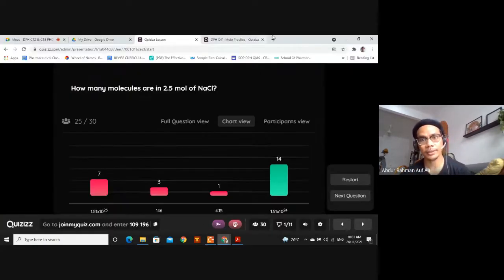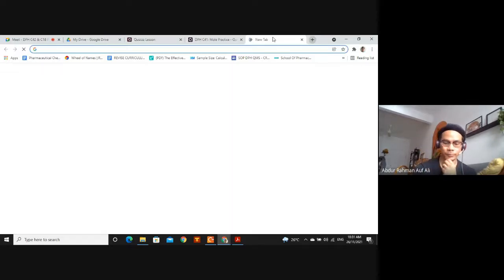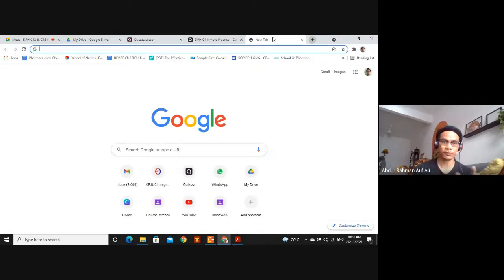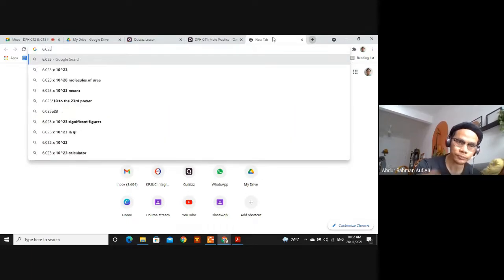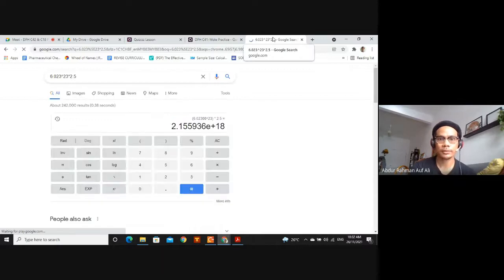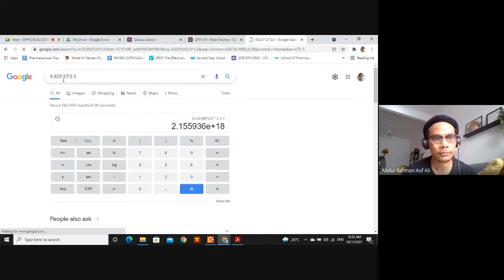Lebih mudah kalau kamu ada scientific calculator, you can use your mobile phones. Okay, smartphone ada, kalau kamu buka calculator ada a button to change the regular calculator to scientific calculator. Tapi kalau kamu tak ada, kamu just use lah Google punya calculator. 10 kuasa 23 darab dengan 2.5. So the answer 6.02 darab 10 kuasa 23.